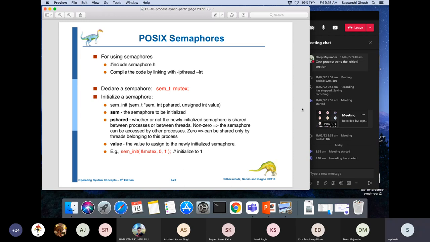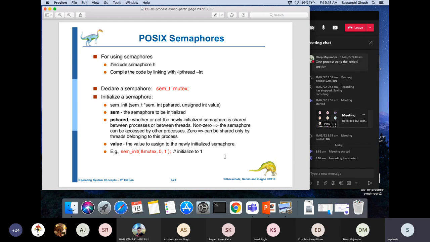Okay, so there is this data type sem_t, and you declare a semaphore like this. And then you initialize the semaphore using sem_init. So again, these are the parameters. Basically the semaphore to be initialized. This is an interesting thing, pshared. Whether or not this semaphore will be shared between processes or between threads.